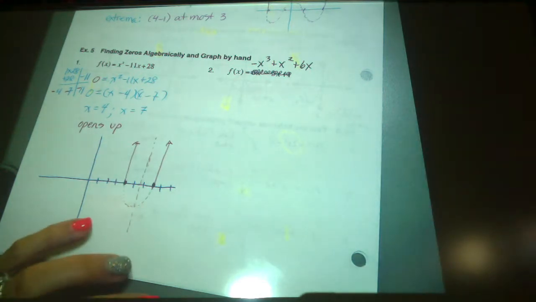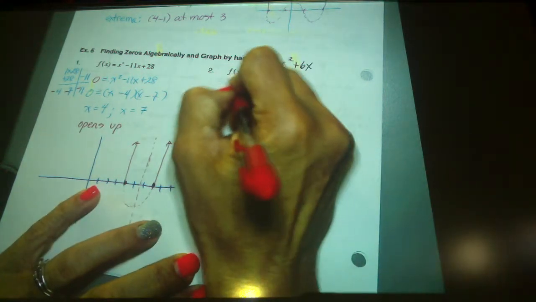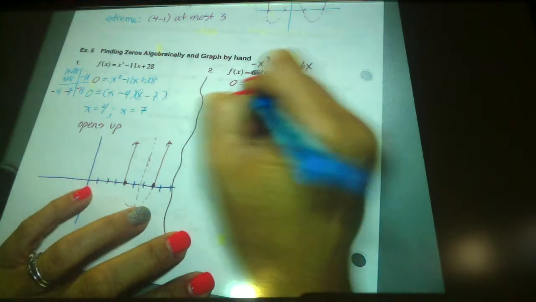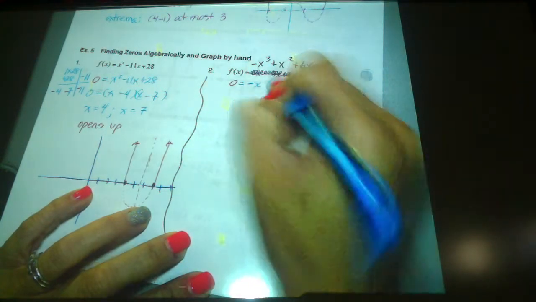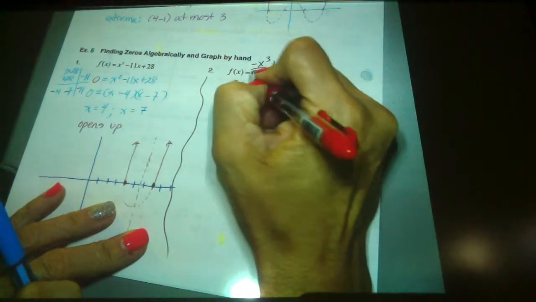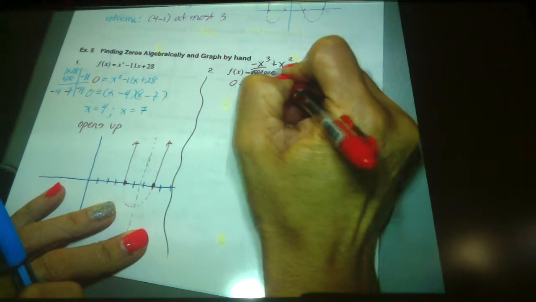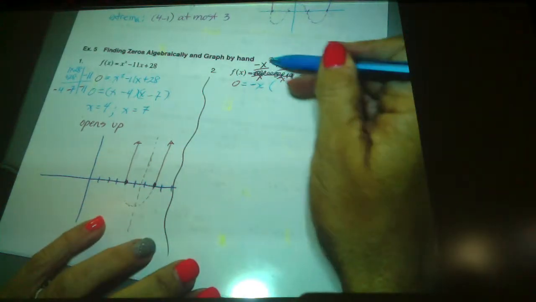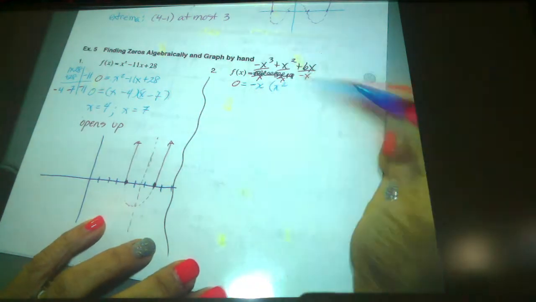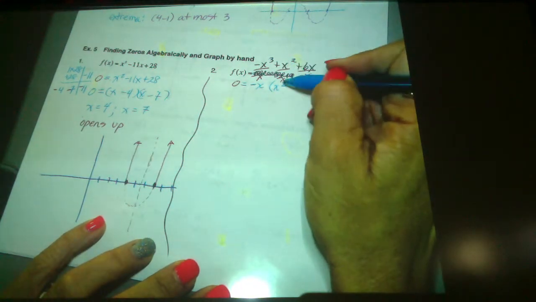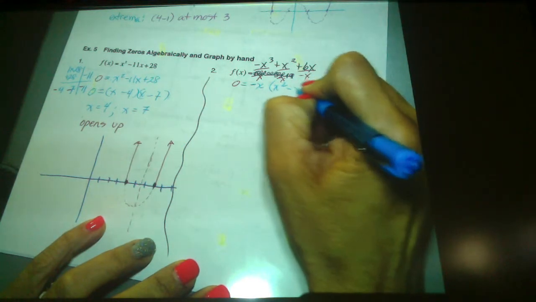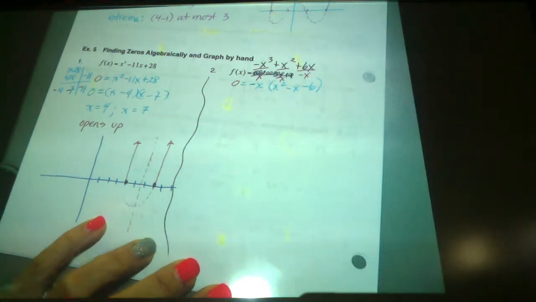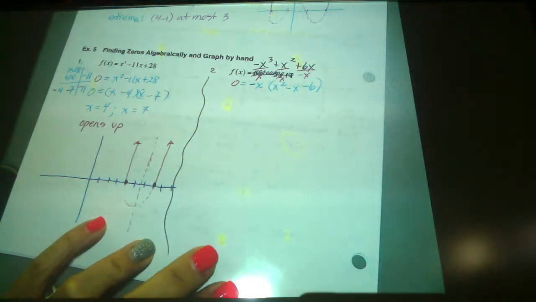So we have f of x is equal to 0. And I am taking out a negative x in front of parentheses. So that means I'm dividing each one of these by a negative x. So this ends up with a positive x squared. x squared divided by negative x is a negative x. 6x divided by negative x is a negative 6 in parentheses. So then we have to factor that quadratic inside.